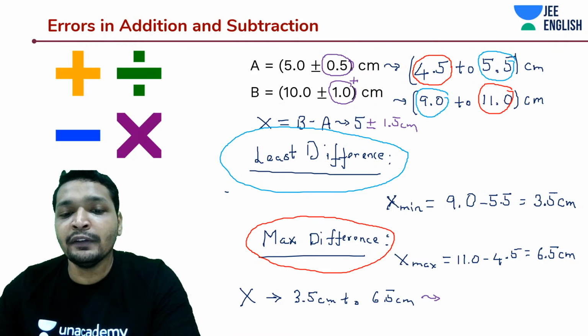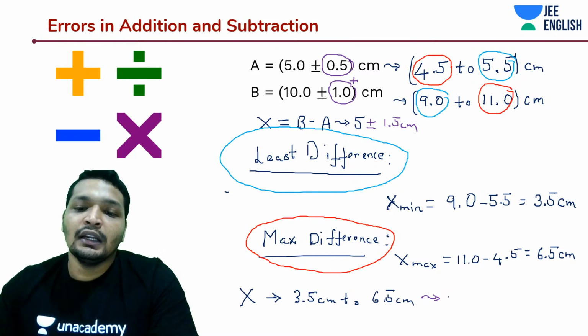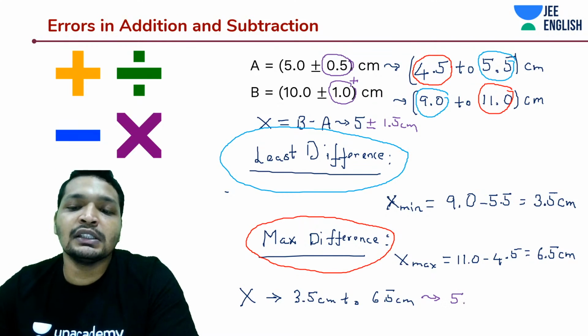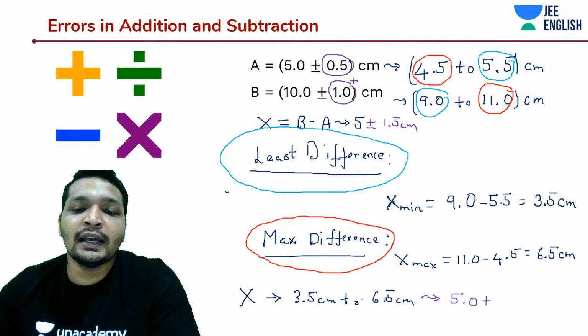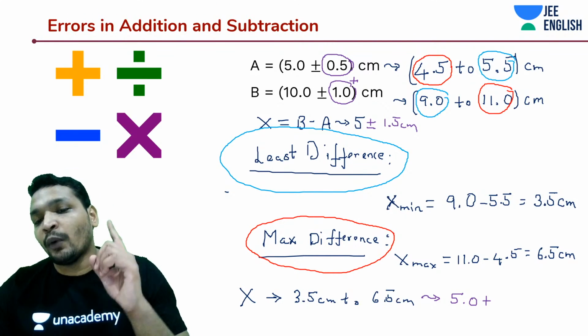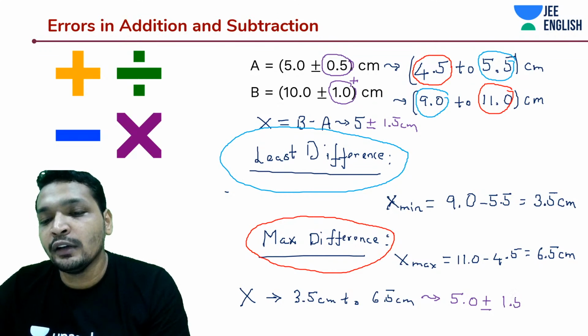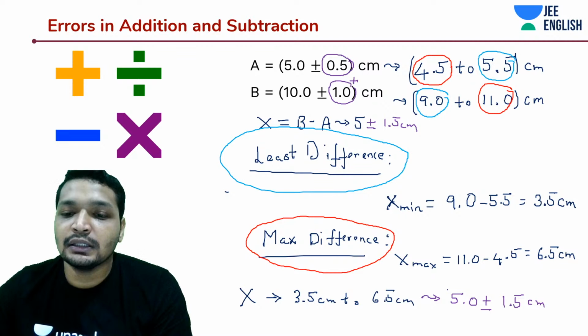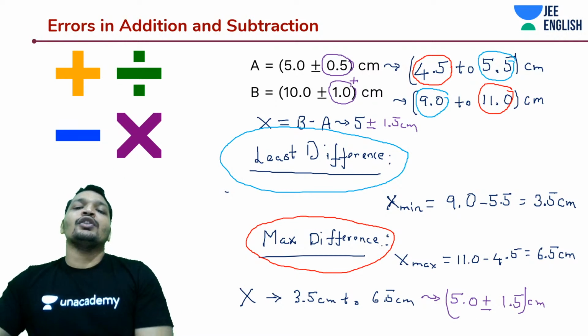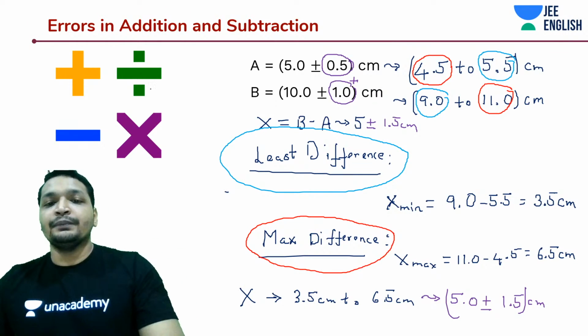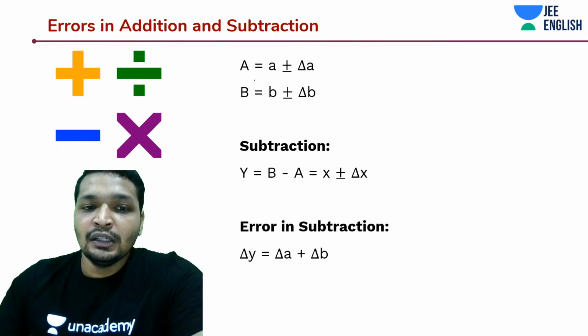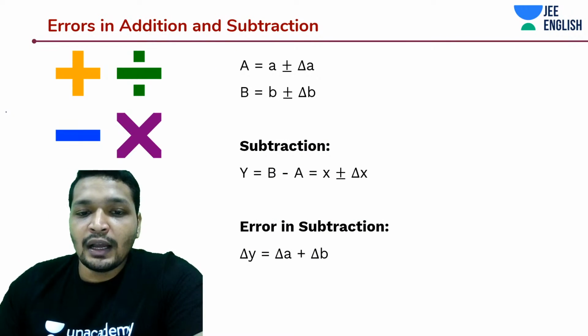3.5 plus 6.5, how much is that? 10. That's going to be 5.0. And what is my error? In each case, it's only 1.5. So it's going to be plus or minus 1.5 centimeters. So even in subtraction, you're going to add errors. Okay. So even in subtraction, you're basically going to add errors.